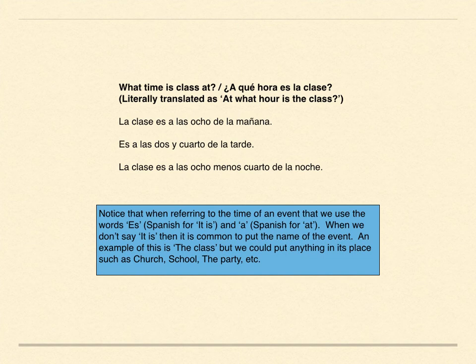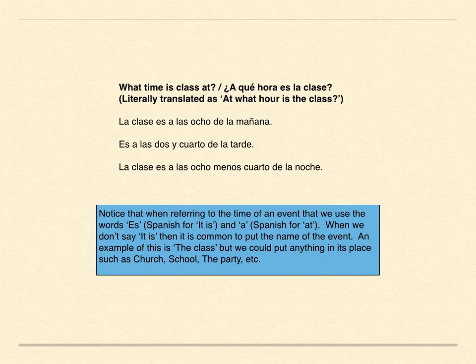So with the note here, notice that when referring to the time of an event, that we use the words es, Spanish for it is, and a, which is Spanish for at. It is at. When we don't say it is, then it is common to put the name of the event. An example of this is the class. But we could put anything in its place, such as church, school, the party, etc.